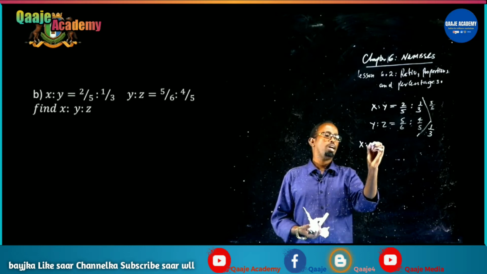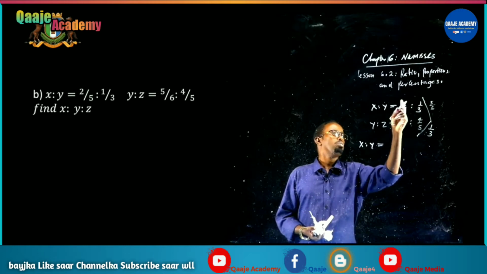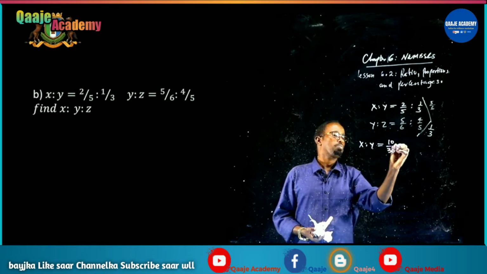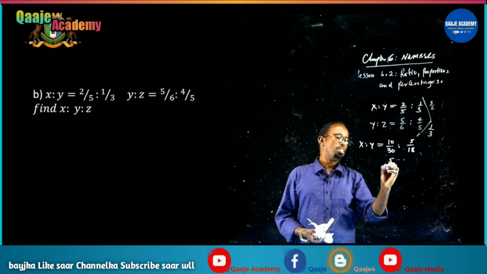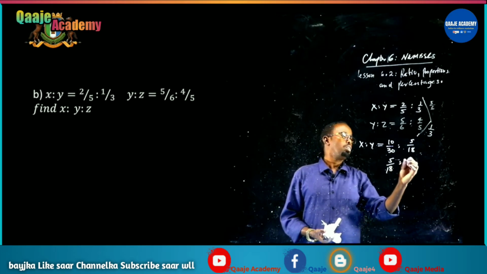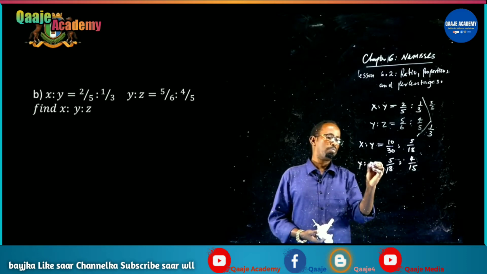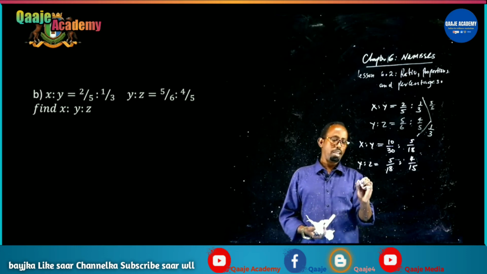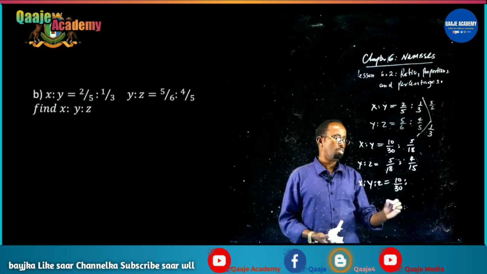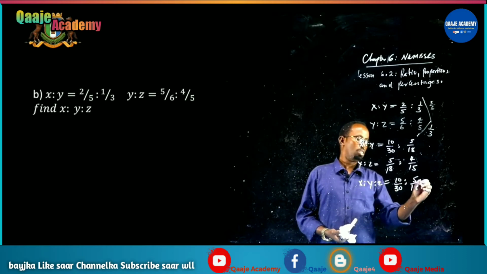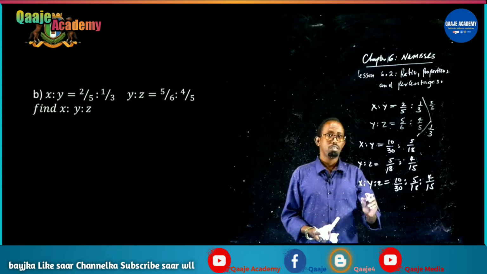So x to y is 10 over 30 to 5 over 18, and this one is 5 over 18 to 4 divided by 15, so this is y to z. So x:y:z will be equal to 10 over 30 to 5 over 18 to 4 divided by 15. So that is x:y:z.